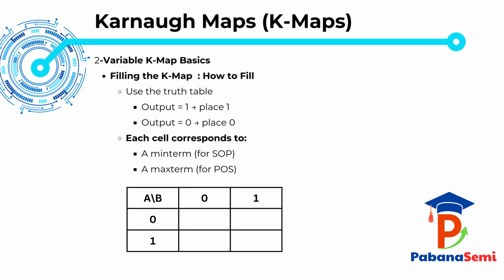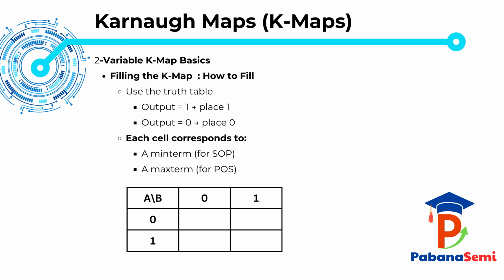Meaning of each cell. Each cell in the K-map corresponds to a minterm when we are working with sum of products, SOP, or a maxterm when we are working with product of sums, POS. This means the K-map can be used for both SOP and POS simplification.